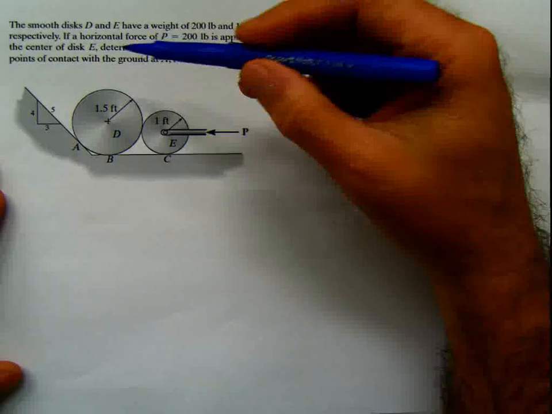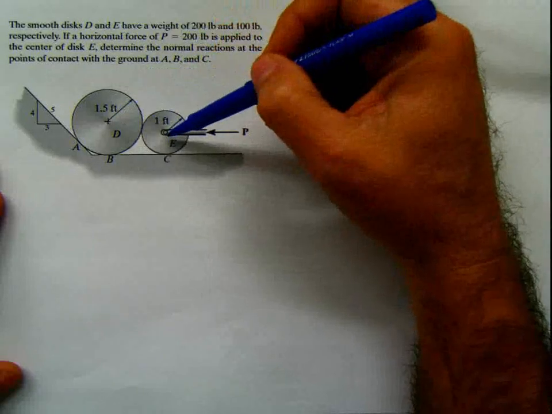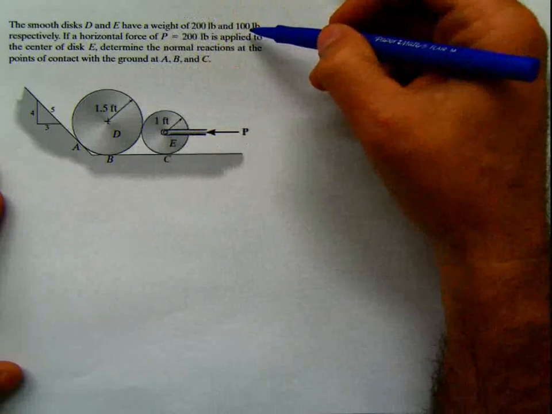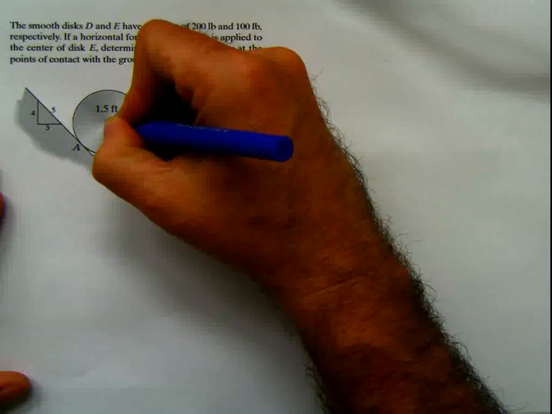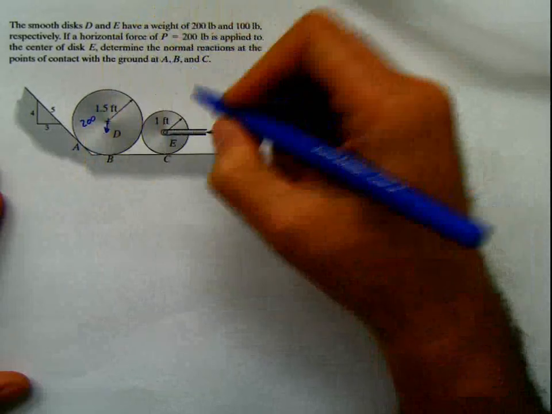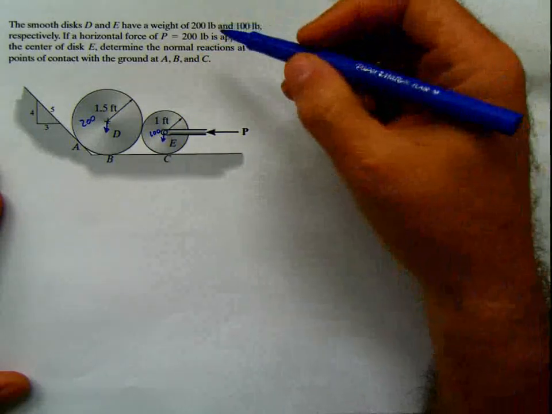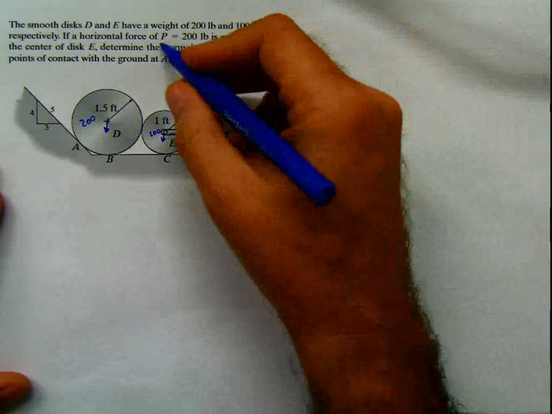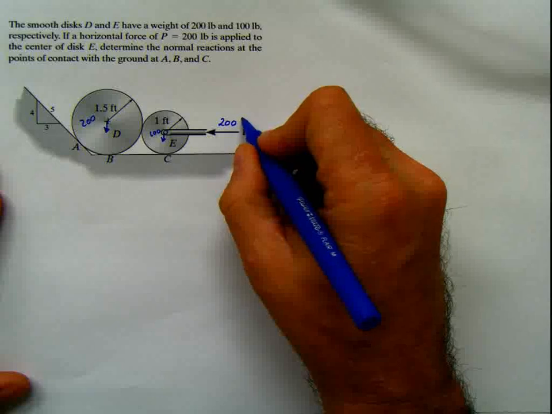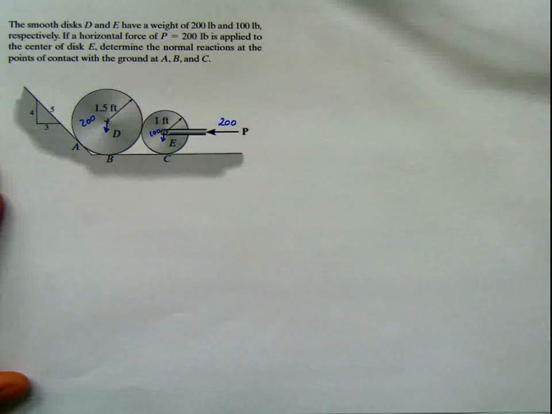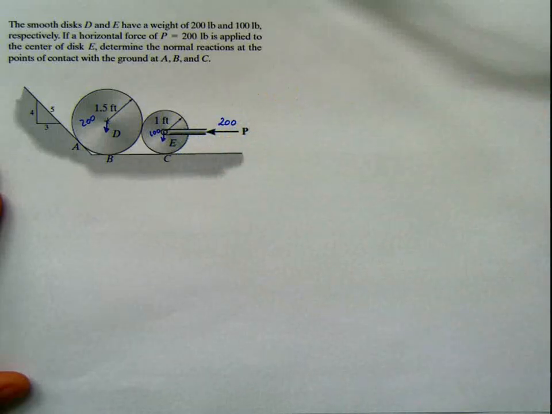So let's read the problem. It says the smooth disks D and E have a weight of 200 and 100 pounds respectively. So that means this weight here is going to be 200 and this one here is going to be 100. If a horizontal force of P equal 200 pounds is also applied at the center of the disk E, determine the normal reactions at the points of contact.